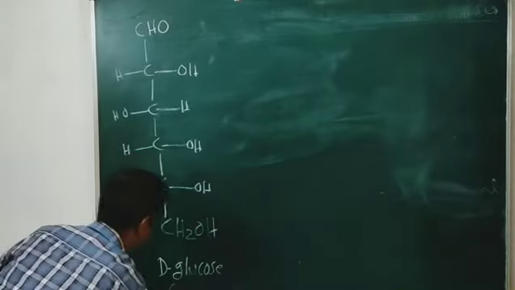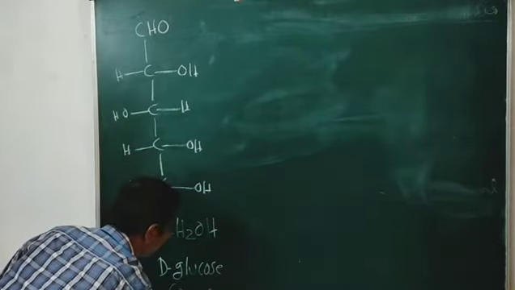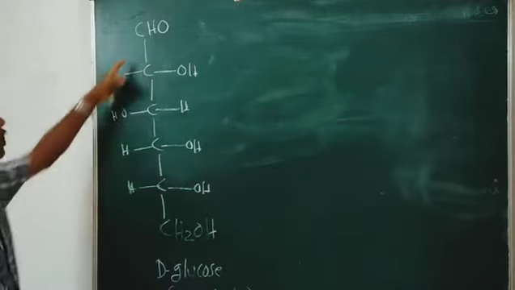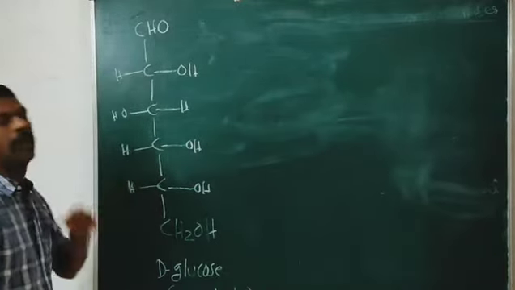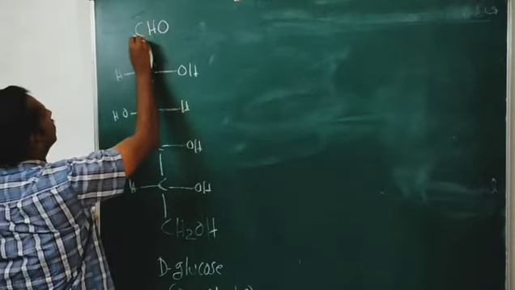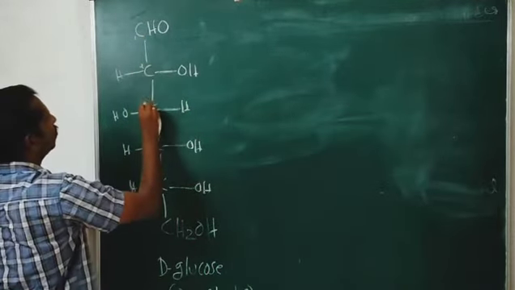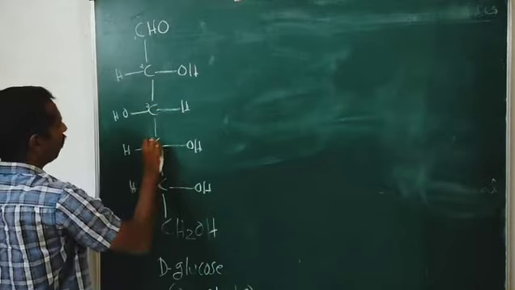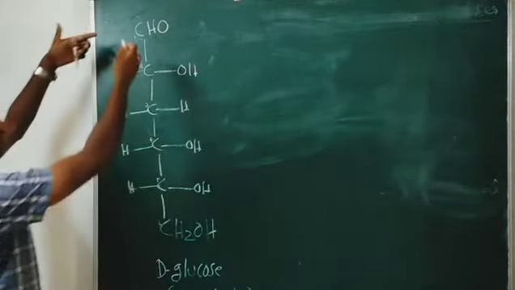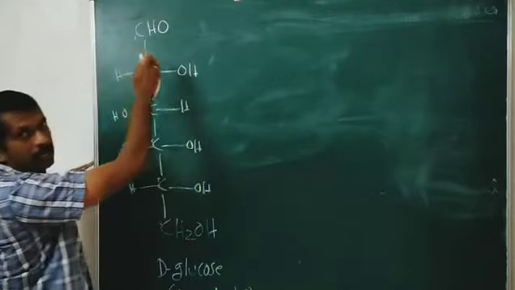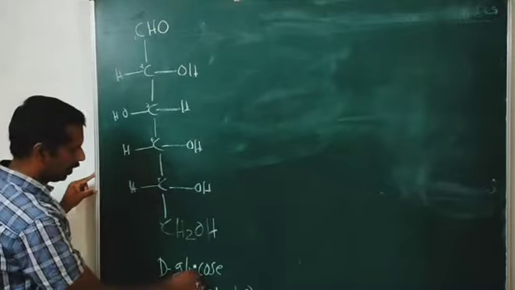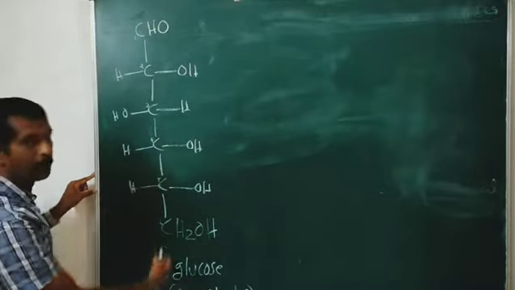What type of structure is this one? This structure is called the open structure. Now look at it here. This is carbon number 1, 2, 3, 4, 5, 6. Now, this CHO can be written as, listen to me very carefully. This is our D-glucose, our open structure.